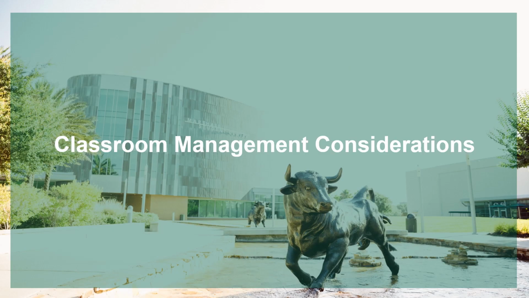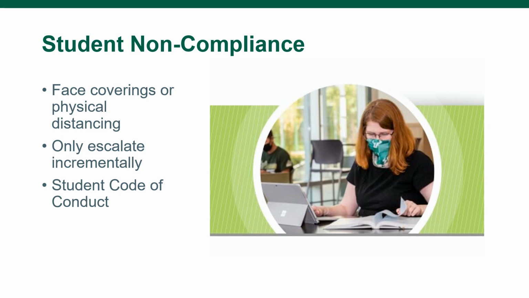All right, let's talk about what happens when students don't want to do physical distancing or don't want to wear their mask. The refusal to maintain those CDC requirements like distancing and masks is going to be covered by the Student Code of Conduct. The faculty do have to be the initial level of enforcement in the classroom. That's simply going to be a requirement of us. And it's important that we only escalate incrementally. We don't jump straight to yelling at the student that they're in violation of the code of conduct.